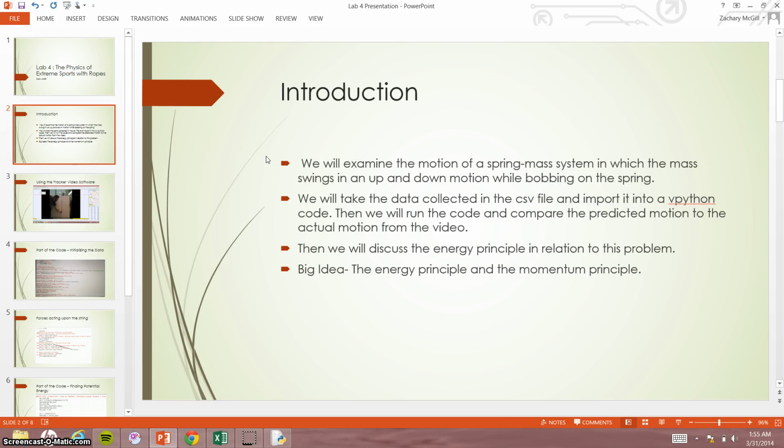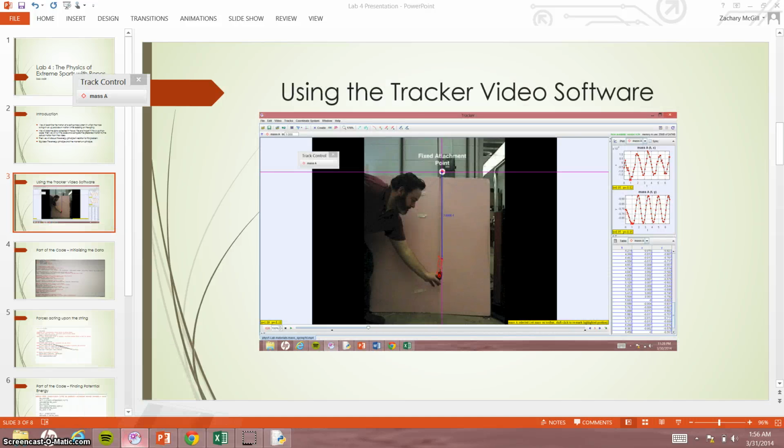So today we're going to examine the motion of a spring and mass system in which the mass swings in an up and down motion while bobbing on a spring. We'll take the data collected and put it in a CSV file, which we can then import into a VPython code. We'll run the code and compare the predicted motion to the actual motion. Then we'll discuss the energy principle in relation to this problem, and look at two big ideas, the energy principle and the momentum principle. So first we're actually going to look at the video and Tracker really quickly.